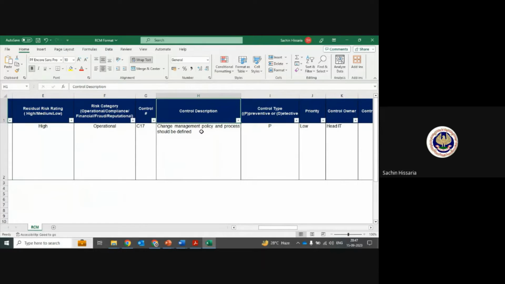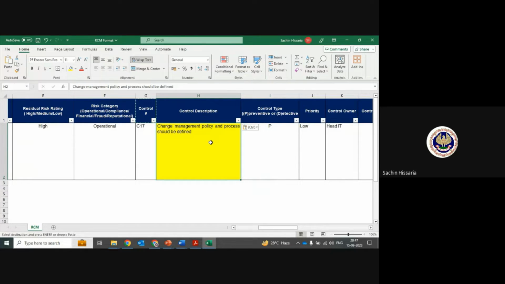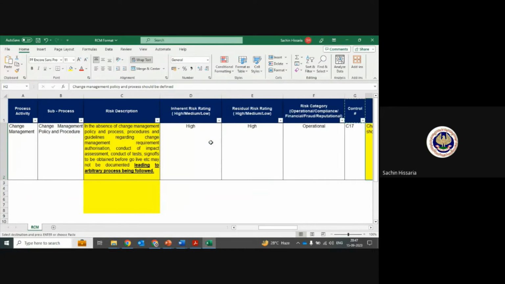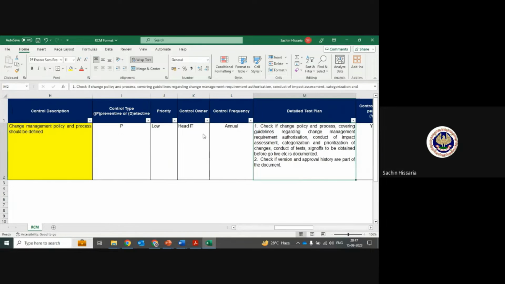Now another important column, control description. What is control description? In control description, the auditor will write what control the organization needs to implement. For this particular process, I am saying organization, please document the policy and process document for the change management. This is the control which the organization needs to implement. Okay, then some other criteria like control type, priority of a control, who would be the owner, what would be the frequency.